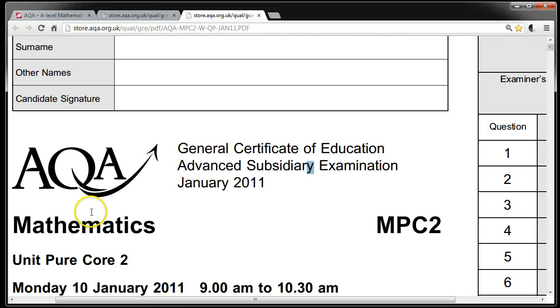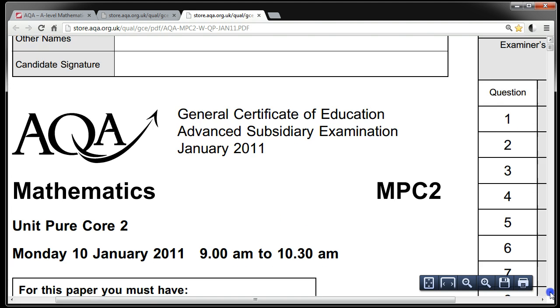Okay then guys, just a little overview of the paper here for the January 2011 AQA C2 paper. Basically it's a good idea to have a quick look through a paper before you start an examination, so we'll try and simulate that process here as we quickly look through this question paper. So let's scroll down then and read the instructions.